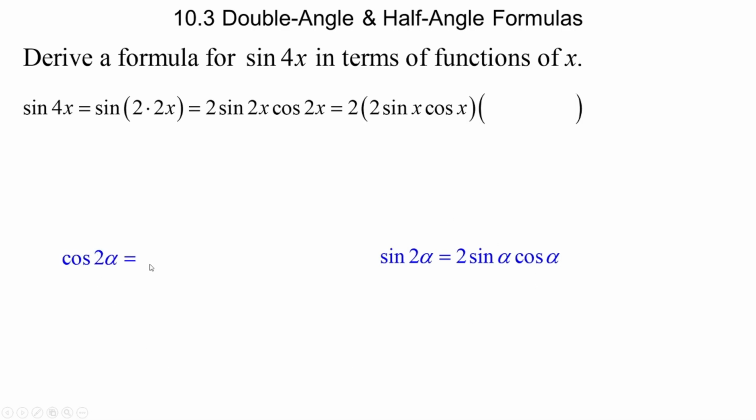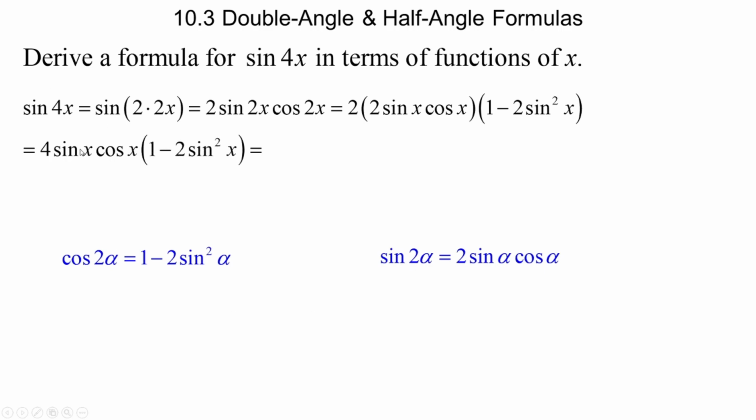Cosine of 2 alpha is 1 minus 2 sine squared of alpha. All right, so here I'm going to put 1 minus 2 sine squared of x. And now simplify this, and we are done. So equals, well, 2 times 2 would be 4, so I'm going to start with a 4 sine of x cosine of x right there. And then I still have my 1 minus 2 sine squared of x right there.